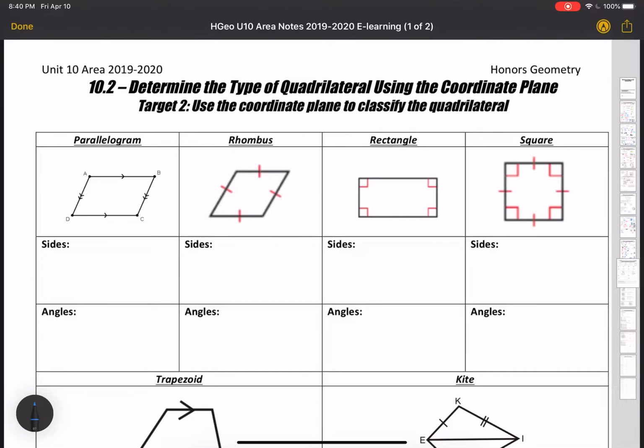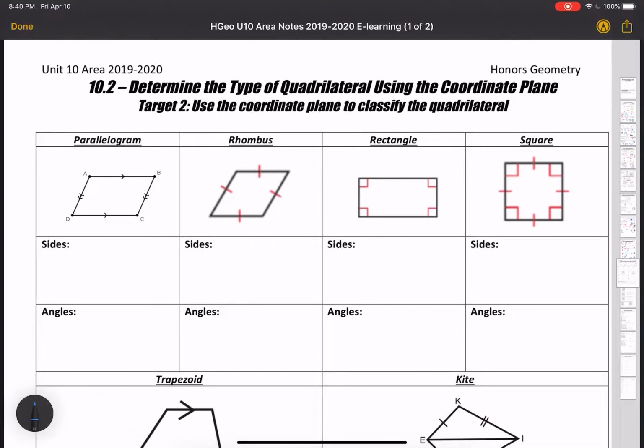Hey everybody, so continuing on with Unit 10, today we're looking at the second target. We are going to start to take what we did last unit with Unit 9 in classifying these quadrilaterals, and also we will extend 10.2 and 10.3. We'll be using area formulas in order to find the area of figures in the coordinate plane. But before we can get to area, we need to figure out how do we determine what type of figure we're dealing with in the coordinate plane.